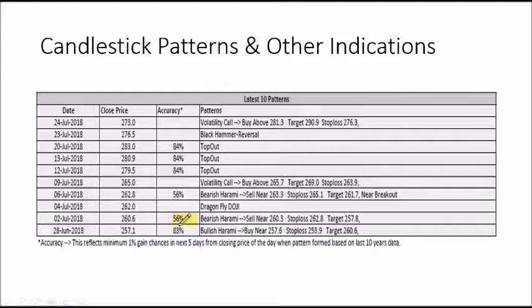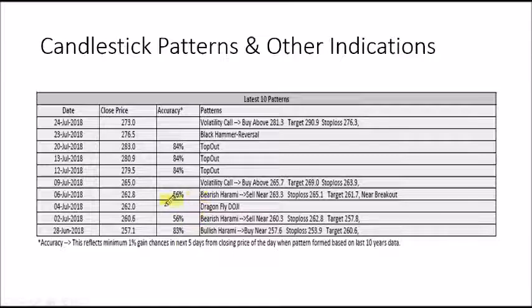This accuracy is calculated on whether, whenever the pattern is formed, from that closing we have got a 1% return or not. So 56% of the time when this pattern is formed, we have got 1%, which means the strength of this indicator is low. You can either ignore this or find another stock for trading.